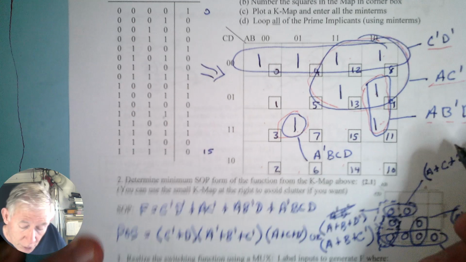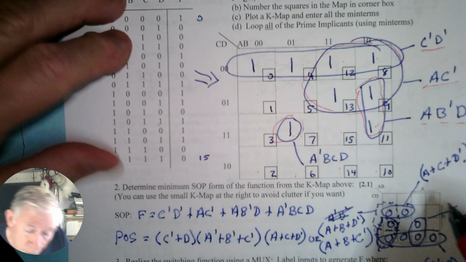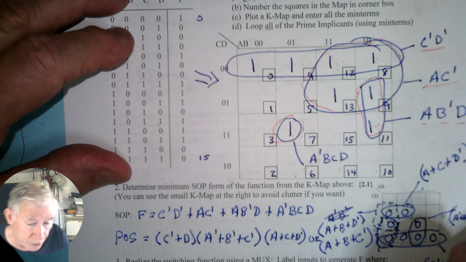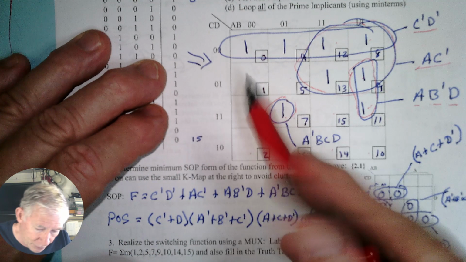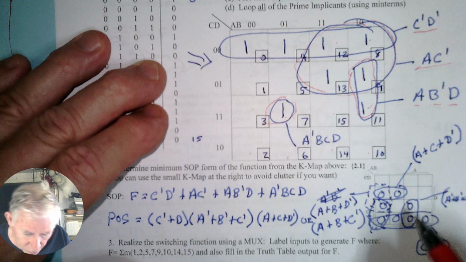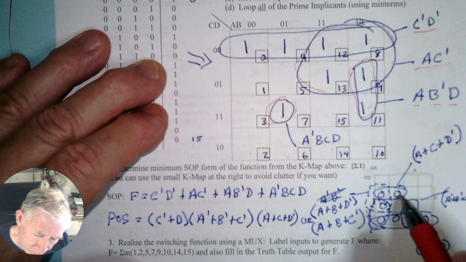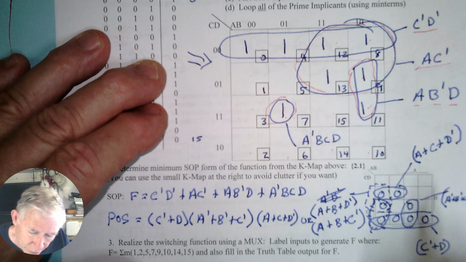All right? Okay, so now we can go down here and put the zeros in, and we have a little map here where we can do that. We just copy the zeros off of here and none of the ones, and we wind up with 0, 0, 0, 0, 0, 0, 0, 0. So we have a row of zeros here. That's C prime plus D.